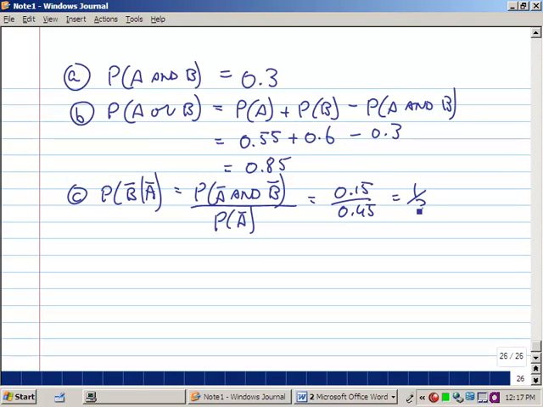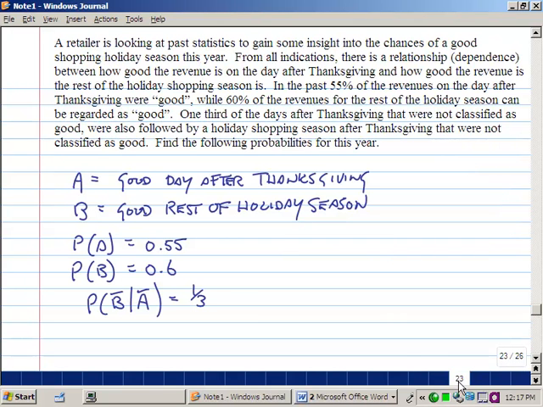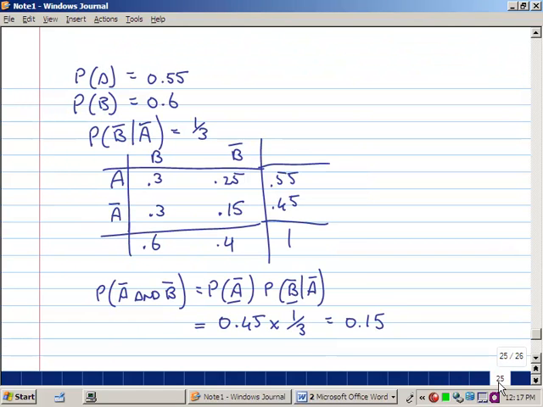So 1/3, and that sounds suspiciously like one of the things we were given, right? B bar given A. Let's have a look. And there it is. All right. Sometimes that'll happen.